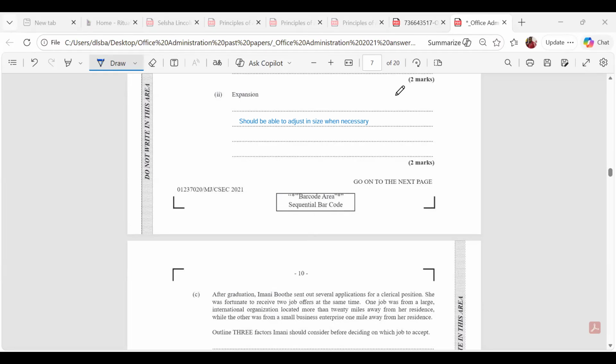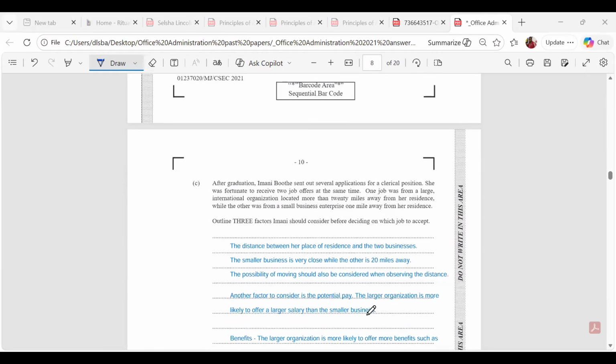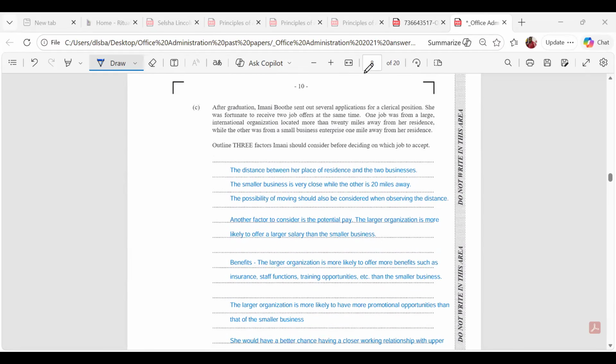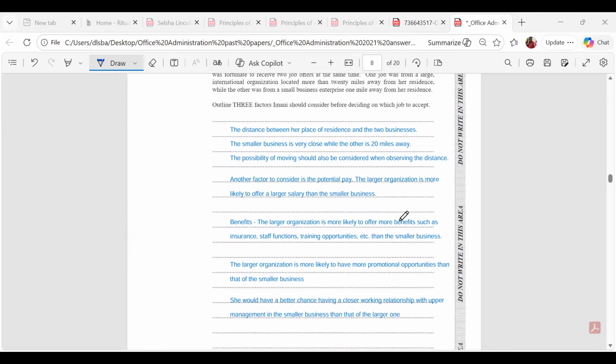Right? So all of these are just some of the factors that you could consider. Which one of the jobs aligns with her career goals? What benefits the jobs offer? Most likely the larger company would have more benefits because they are larger and could afford to. Right? And these are just some.